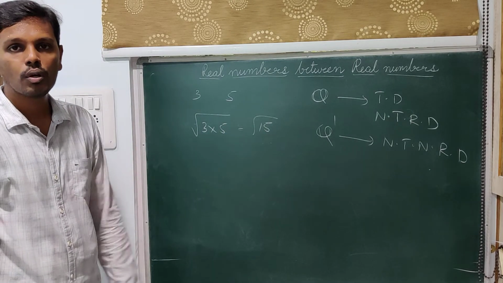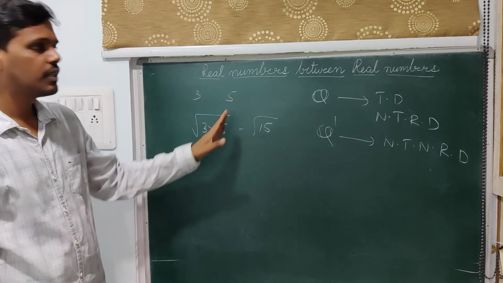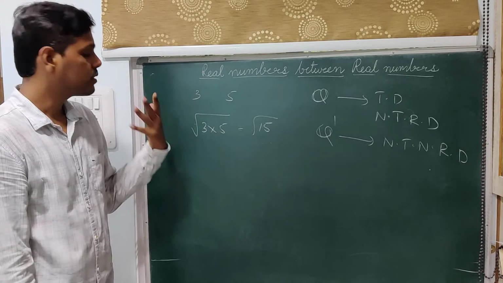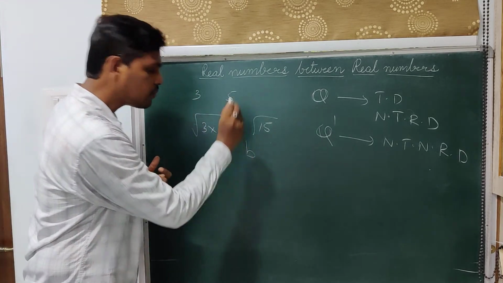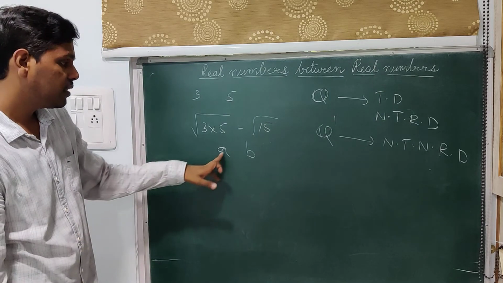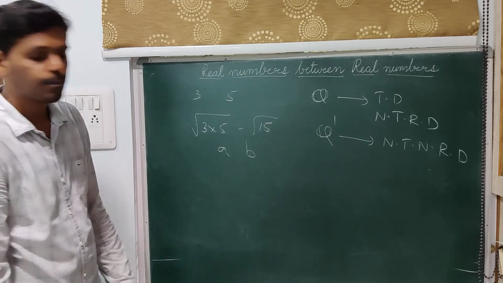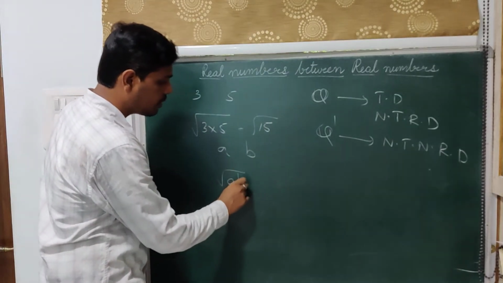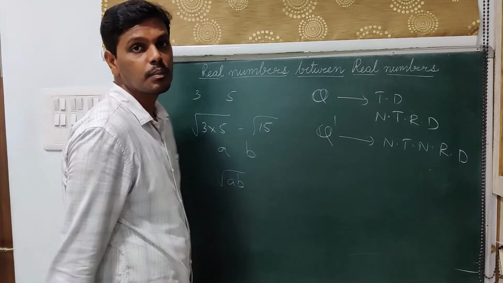So given any two positive integers, say 3 and 5, say a and b, then the irrational number between these two positive integers is root ab, when a into b is not a perfect square.